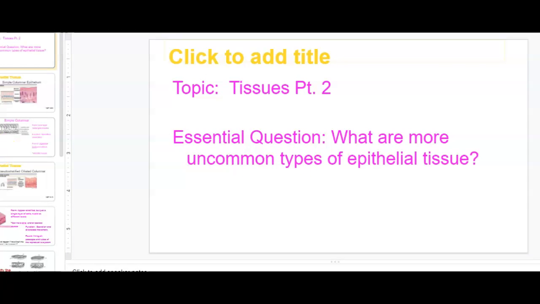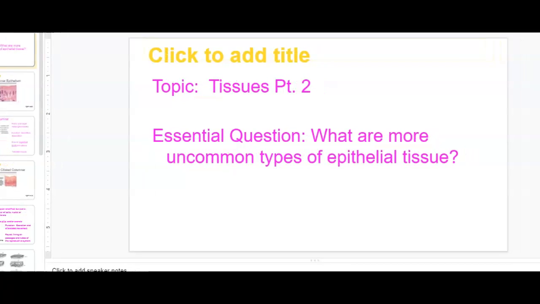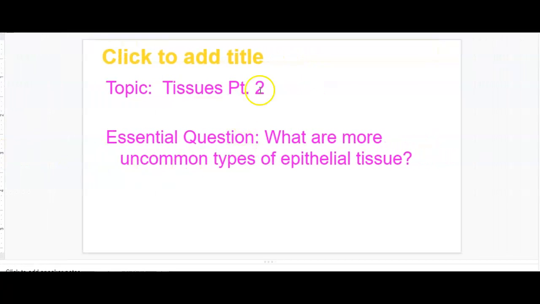There we go. And we are off. So this is the title that you have to put, Tissues Part 2, and this is the essential question. What are more uncommon types of epithelial tissue? So you're going to see some very unique ones. You're going to hear the words cilia and microvilli. So those will be coming up. If you had biology, you remember what those are.